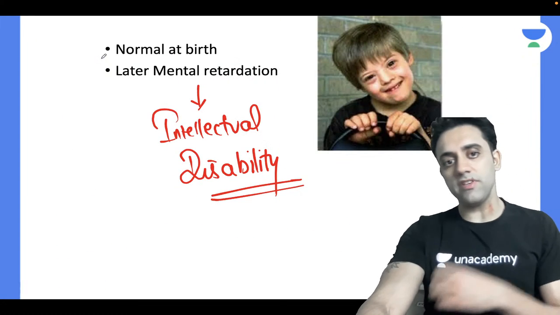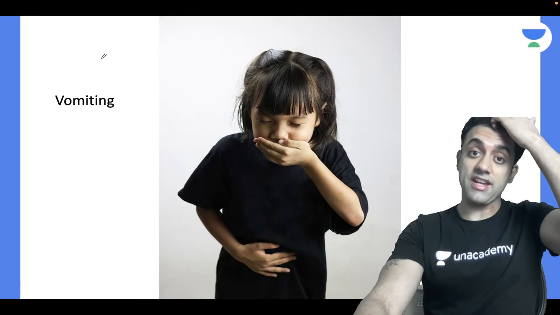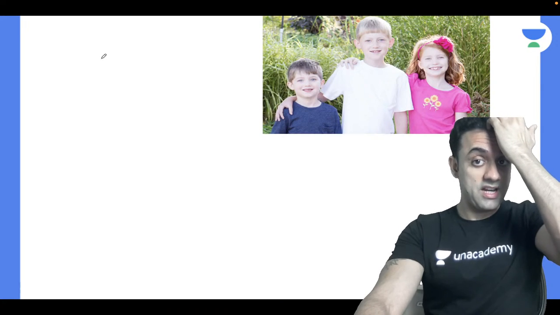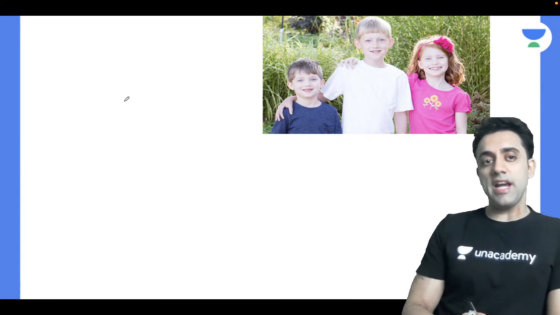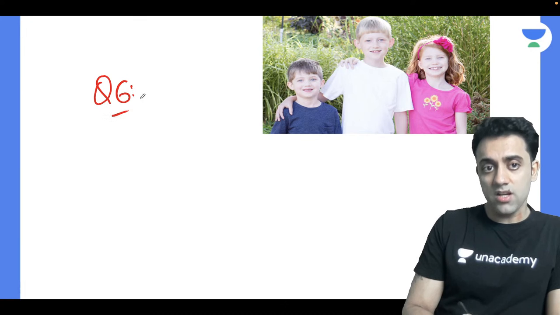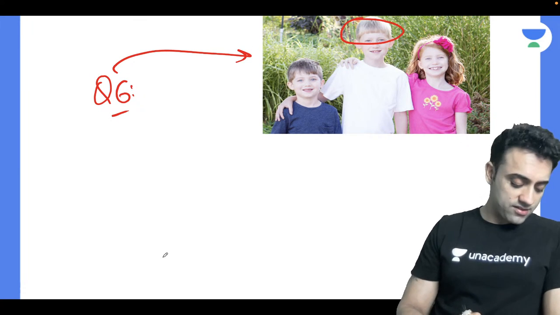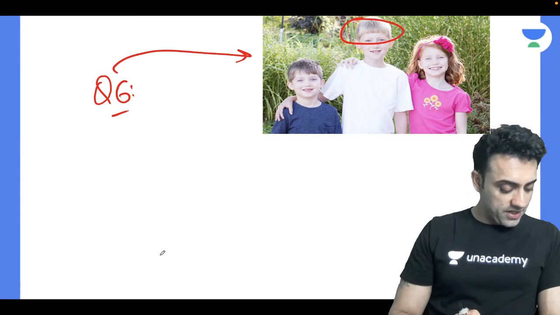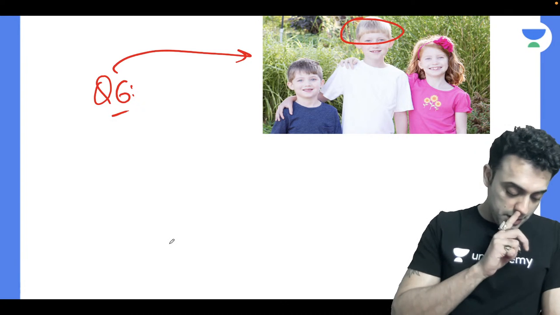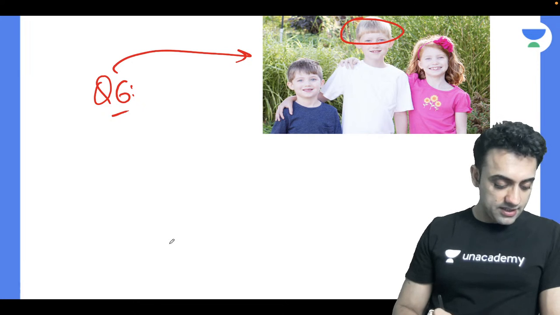So that's it. The patient will have intellectual disability. The patient can have vomiting. Very important. Now that is PG entrance question number 6. What kind of hair will you see in a case of phenylketonuria? Hriday, Shagupta, what do you think? What kind of hair does the child have? Who will tell?